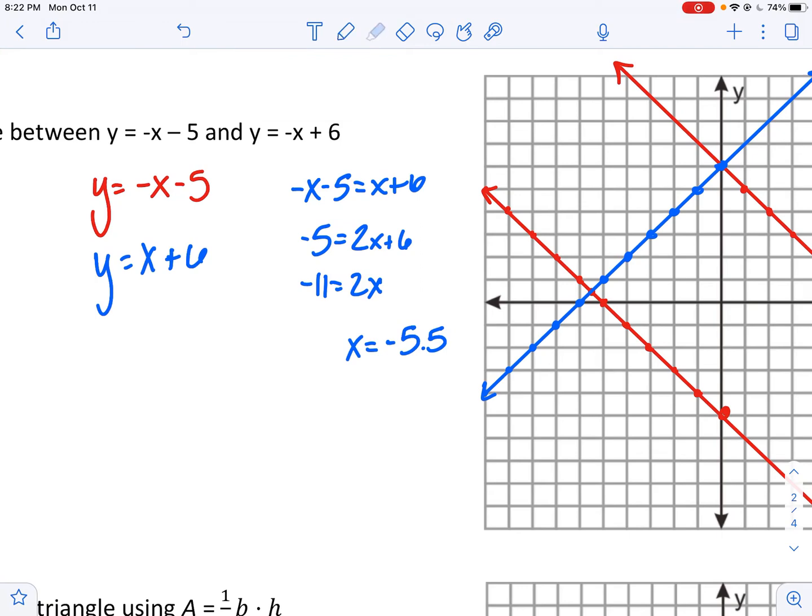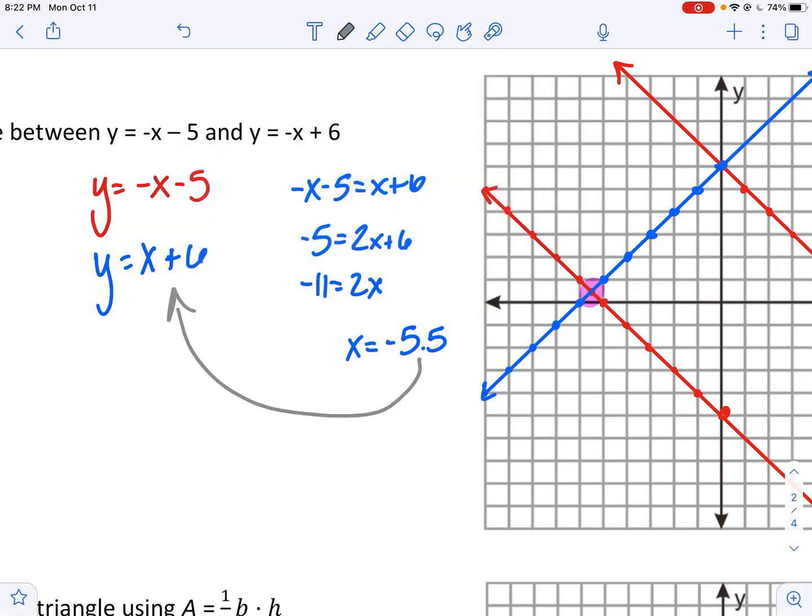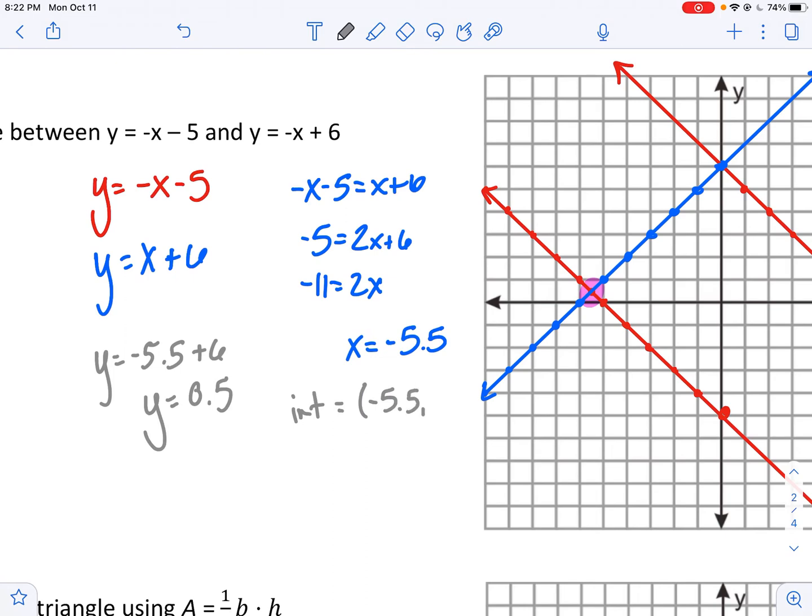So my intersection point right here, the x value is -5.5. How do I find the y value? Well, I can substitute that number back into my original equation. So y equals -5.5 plus 6, or y equals 0.5. So the intersection is (-5.5, 0.5).